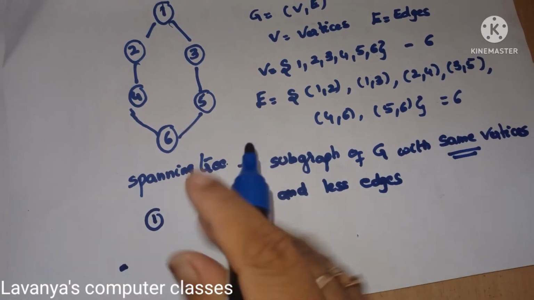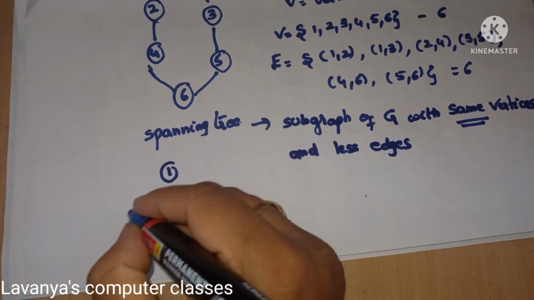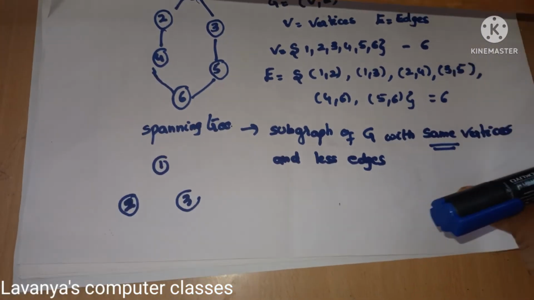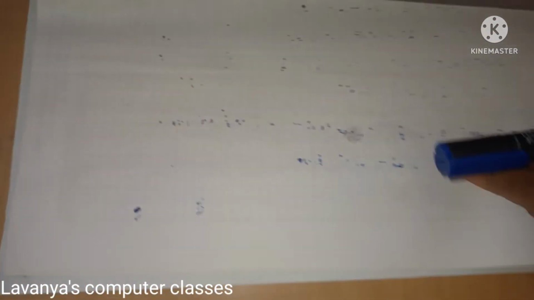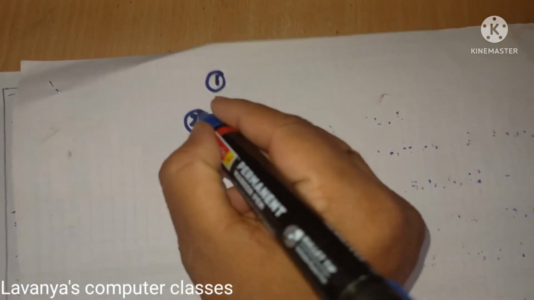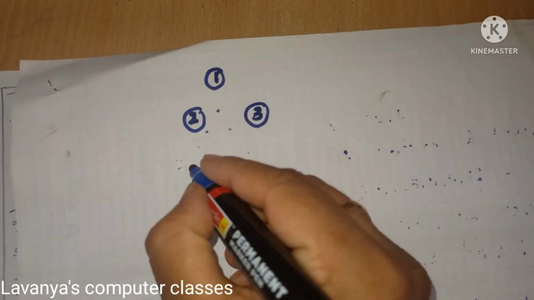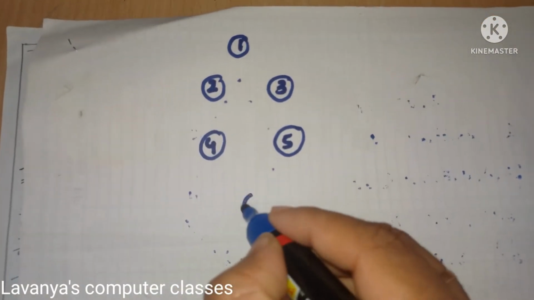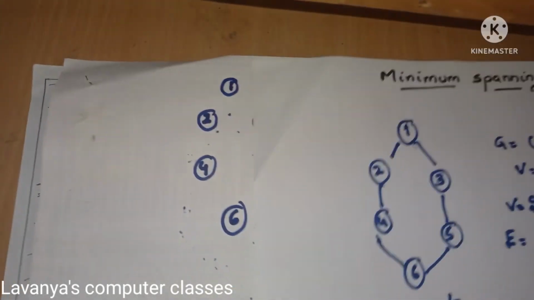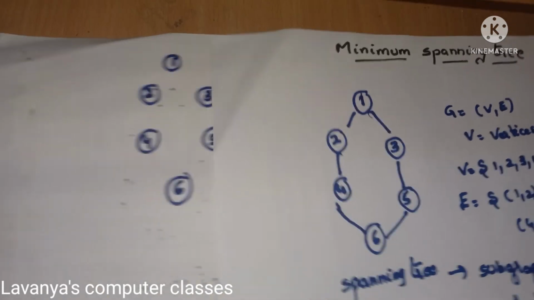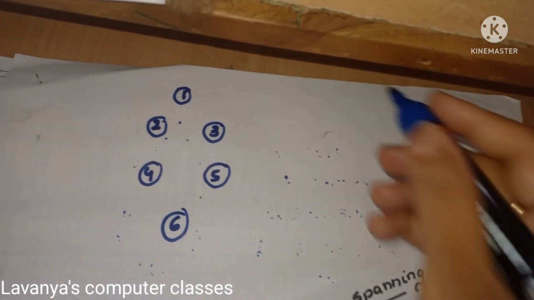So in the above example, how many vertices are there? 6 vertices are there. So in the spanning tree also, we have 6 vertices. I will draw on some another paper. So in the spanning tree also, how many vertices we need? 6 vertices with the same position. Don't change the structure of the graph. Same like the original graph, we write in subgraph also. We write all in the same places.